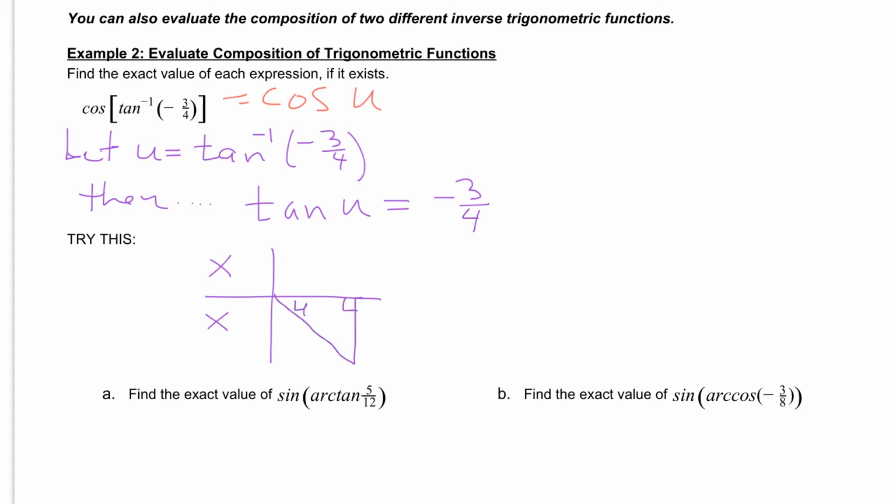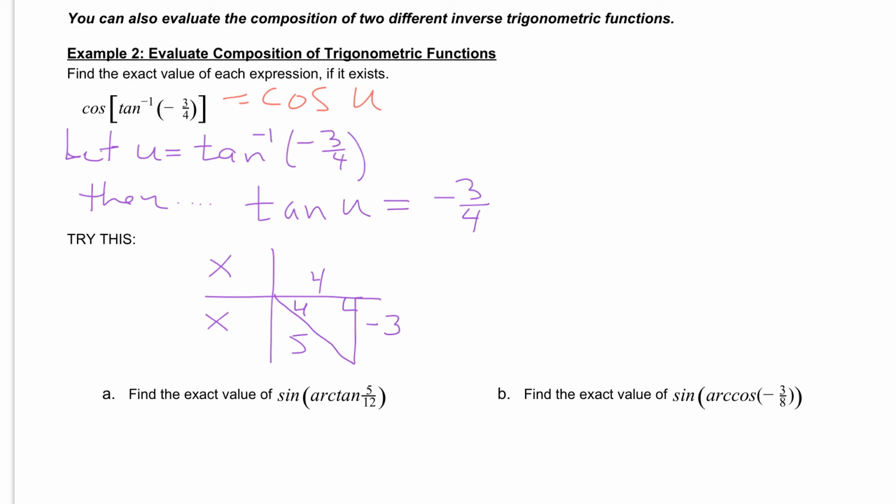Our angle inside here is going to be u. And using SOHCAHTOA, we can set up the tangent. So the opposite is negative 3 over the adjacent, which is 4. And if we use the Pythagorean theorem, we can get our hypotenuse. Remember, this is a 3, 4, 5 triangle, so it makes it a little bit easier. If you don't recognize that, then you can go ahead and use the Pythagorean theorem. And we get this side to be 5.